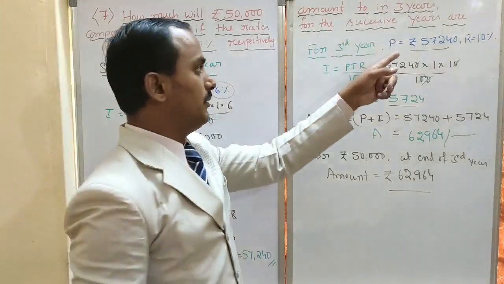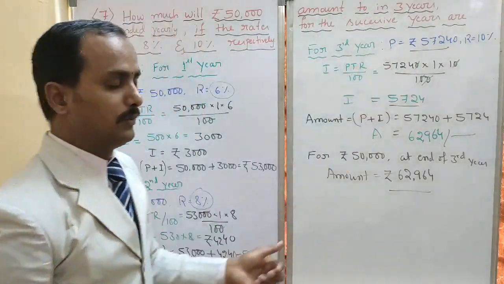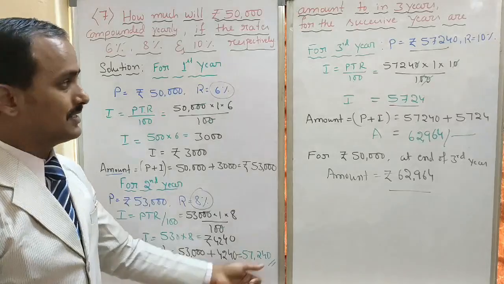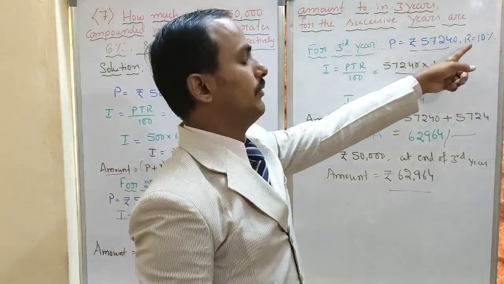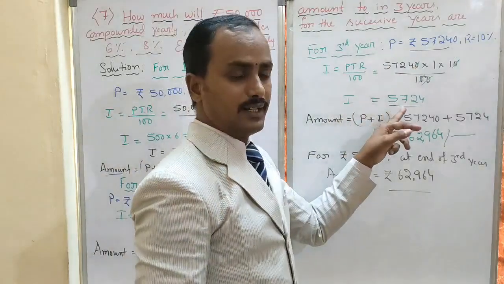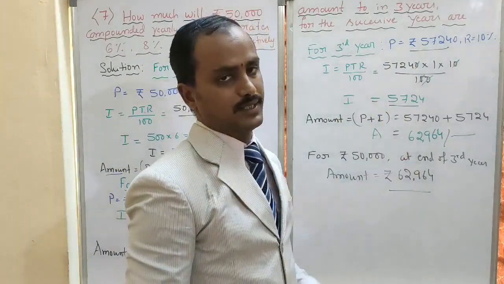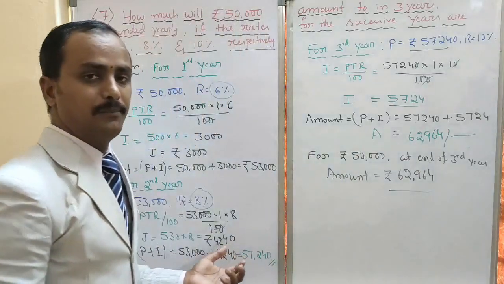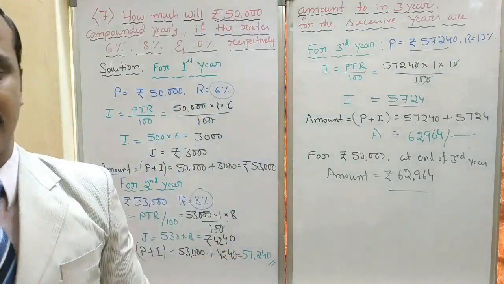If they ask for the third year, then the second year end amount is the principal of the third year. Then rate of interest 10%. I substituted all the values in the interest formula. Then I got the interest is equal to this much. Amount is equal to this much. Easy is the nature. Conclusion understood? Shall I continue with one more problem? Yes, children.